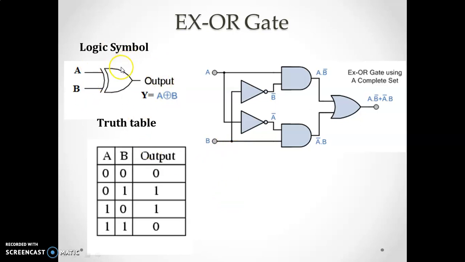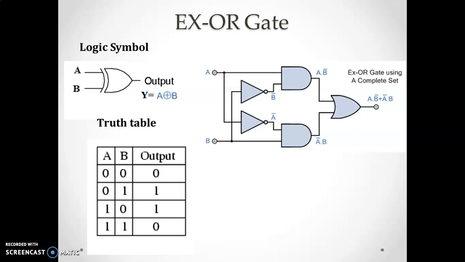The logic symbol for XOR gate is shown here in figure. So it has two inputs A, B, output Y is equal to A, the symbol is called XOR symbol, A XOR B. So A XOR B is nothing but A B bar plus A bar B. So equivalent circuit of XOR gate using AND or NOT is shown here in figure. So it is A dot B bar plus A bar B. So these two are all together here. This is the equivalent circuit for XOR gate.